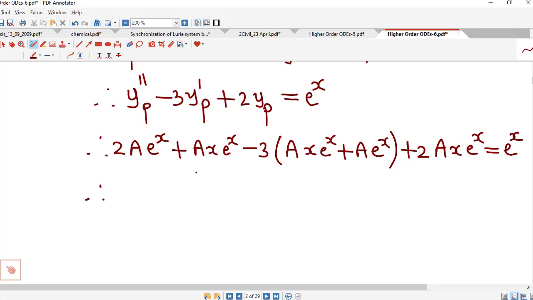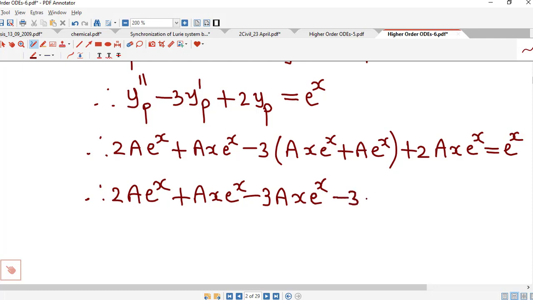Now we combine all these things. Here we have 2 times a into e raised to x, a x e raised to x. Here we take minus 3 inside the bracket, so minus 3 a x e raised to x minus 3a times e raised to x plus 2 times a x e raised to x equal to e raised to x.